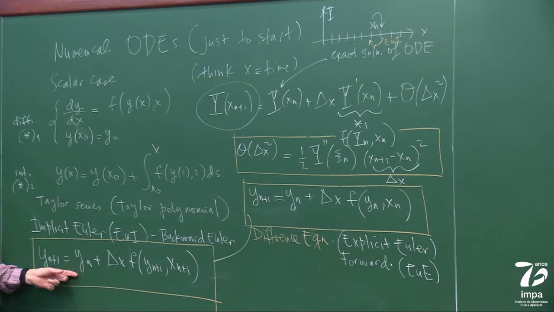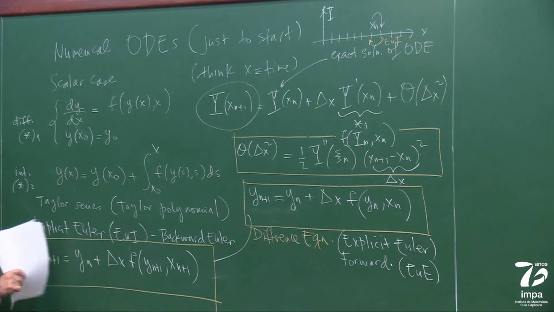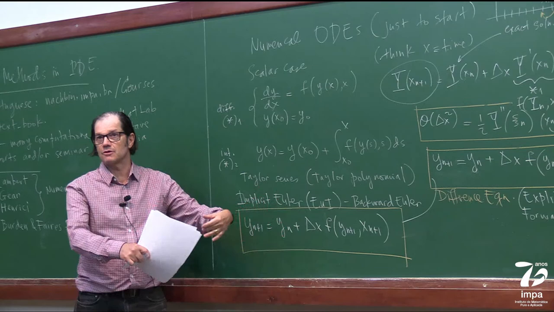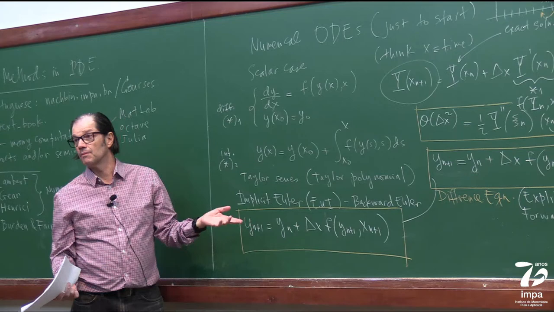It's like finding the zero of a function, right? You can put everything on this side, poof. This is a constant. Put everything on this side. It's this blah, blah, blah equal to zero. So it's finding the zero of a function, right? And then you find the zero. So it's more expensive. But it's OK. But is it better? Maybe.